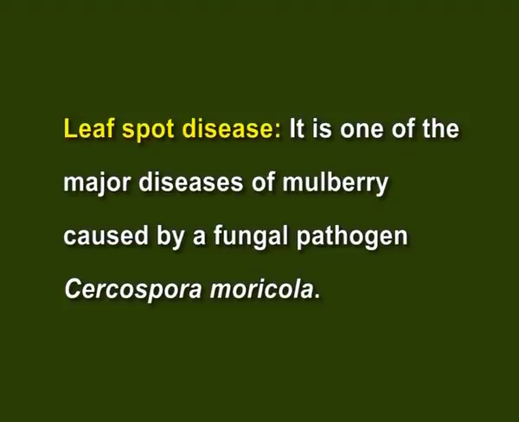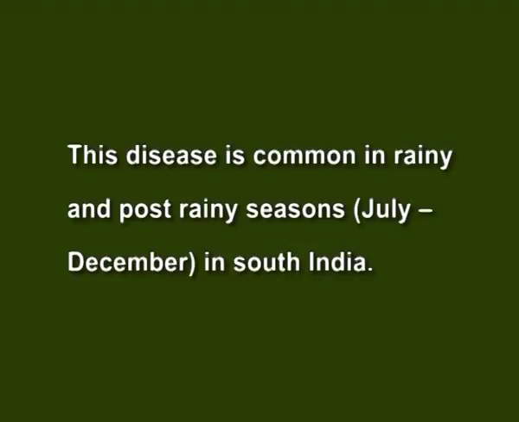Leaf spot disease. It is one of the major diseases of mulberry caused by a fungal pathogen Cercospora moricola. This disease is common in rainy and post-rainy seasons, July to December, in South India. The disease starts progressing 35 to 40 days after pruning or leaf harvesting and becomes severe on the 70th day after pruning, when leaves are harvested in bulk.